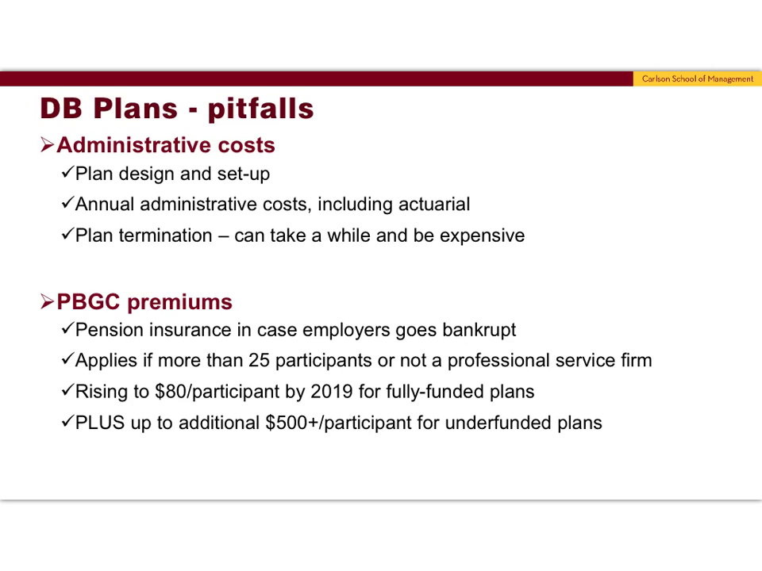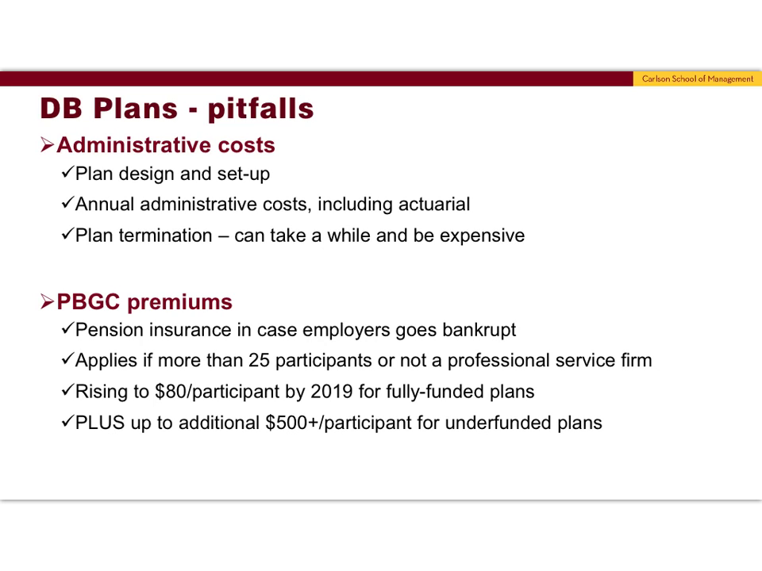As mentioned earlier, the Pension Benefit Guaranty Corporation, known as the PBGC, is a governmental entity that insures the U.S. private pension system. In exchange for annual premium payments, the PBGC will take over pension plans and pay benefits if an employer goes bankrupt and is unable to pay the pensions they promised to their employees. DB plan sponsors are required to pay PBGC pension insurance premiums if their plan has more than 25 participants or if they are not a professional service firm.